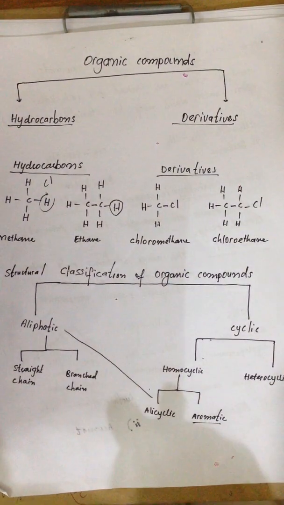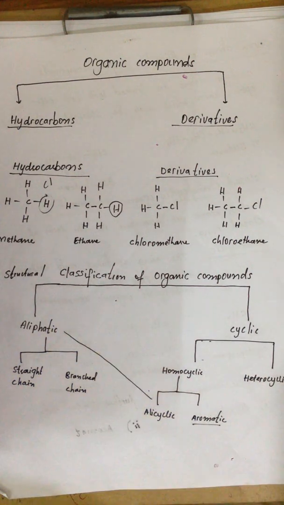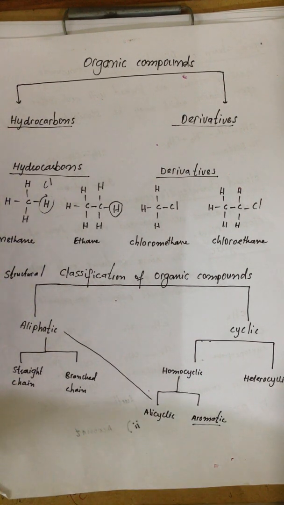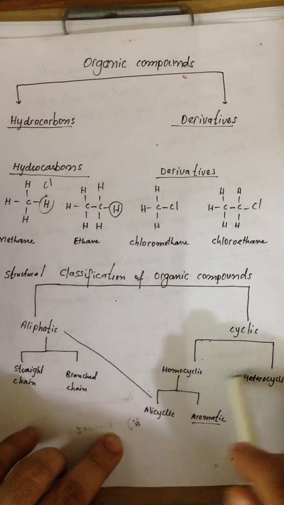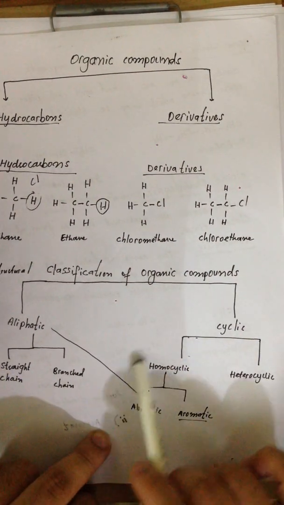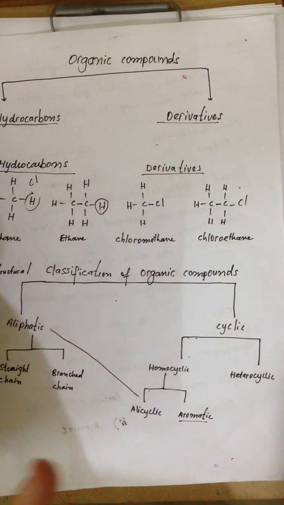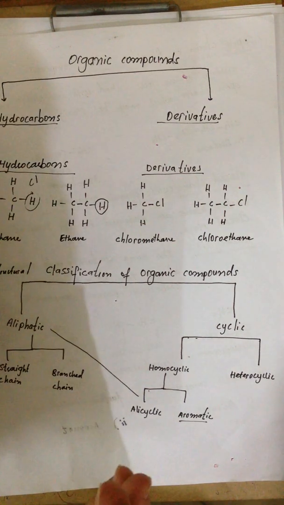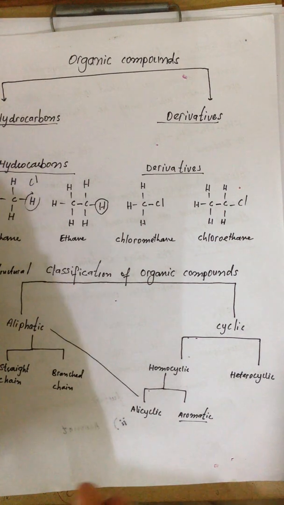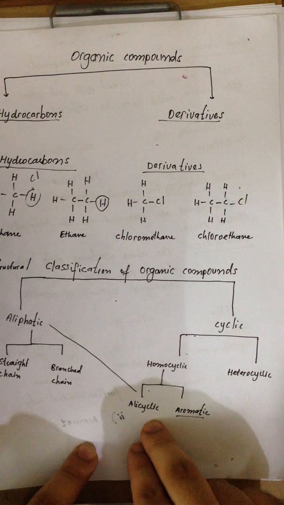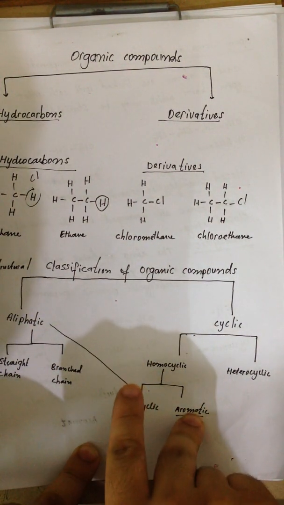The aliphatic organic compounds are divided into straight chain as well as the branch chain organic compounds. We have discussed the aliphatic hydrocarbons in some detail. Another type of hydrocarbons or organic compounds is the cyclic hydrocarbons. The cyclic hydrocarbons are divided into two types: the homocyclic and the heterocyclic. The homocyclic organic compounds are those organic compounds that have carbon atoms in their rings. These organic compounds are classified into alicyclic organic compounds as well as aromatic organic compounds.